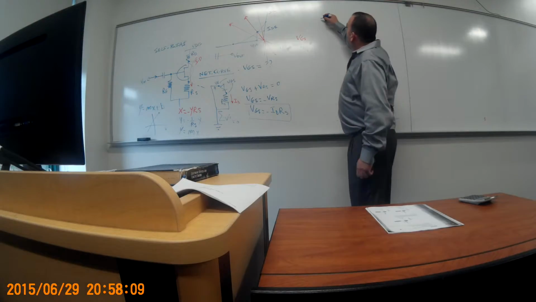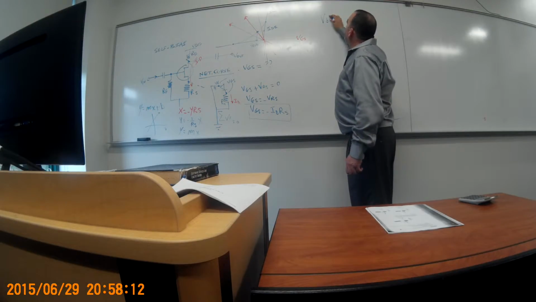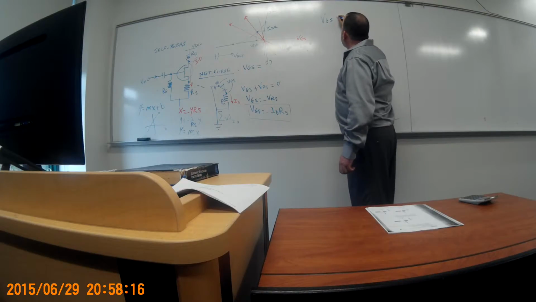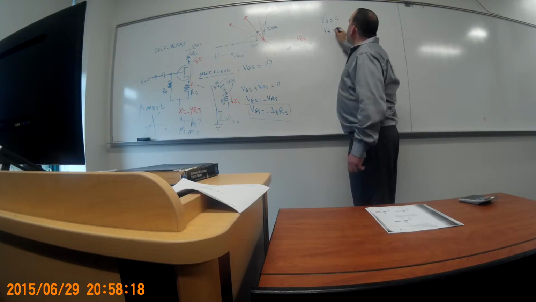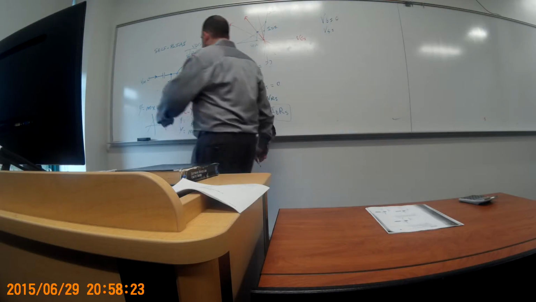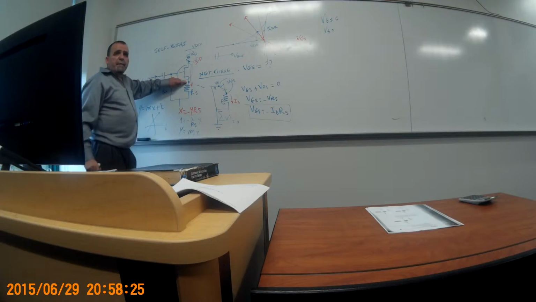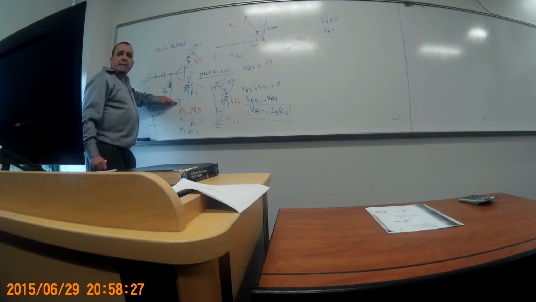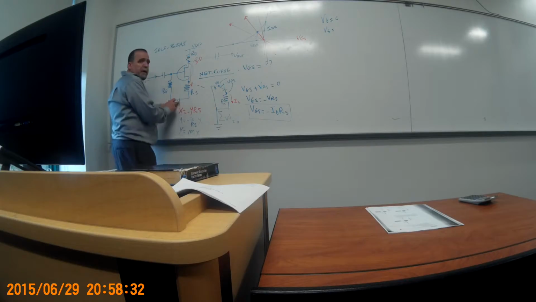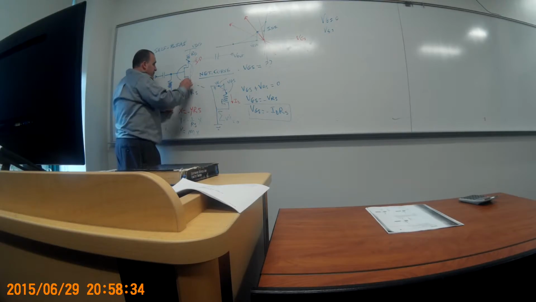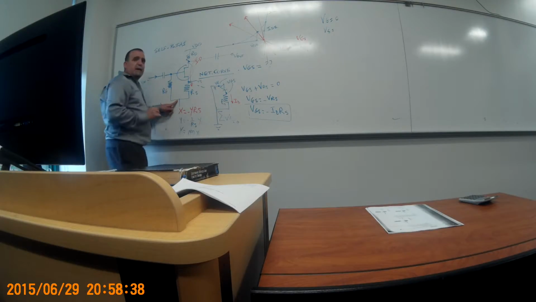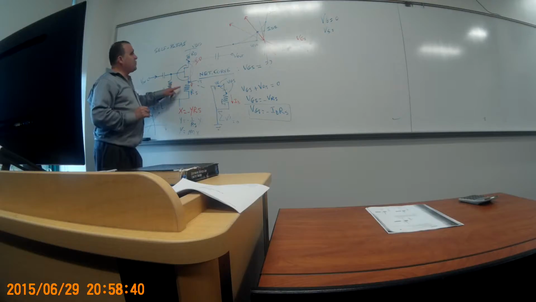Okay, so analysis. VG will equal 0, and VS is right here, right? Because this goes to 0, at that point that's my VS. So VS will equal what?